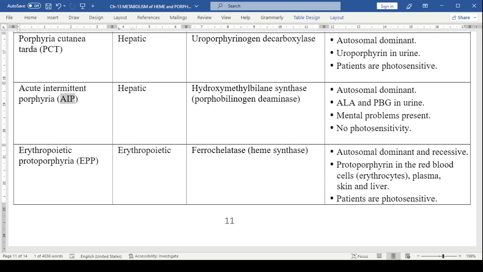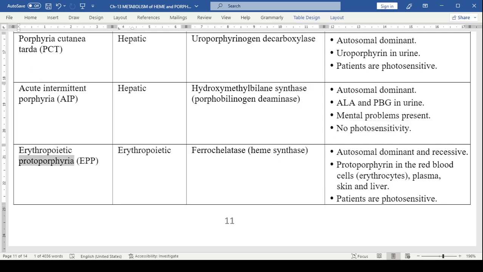Acute intermittent porphyria, AIP. Hepatic. Hydroxymethylbilane synthase, porphobilinogen deaminase. Autosomal dominant. ALA and PBG in urine. Mental problems present. No photosensitivity.